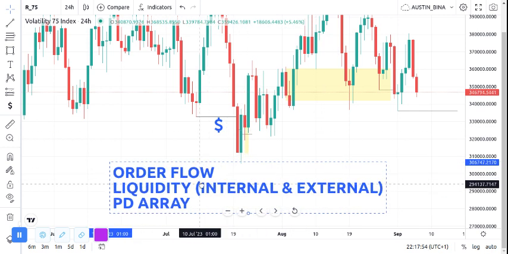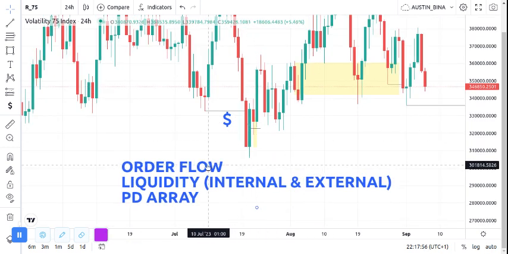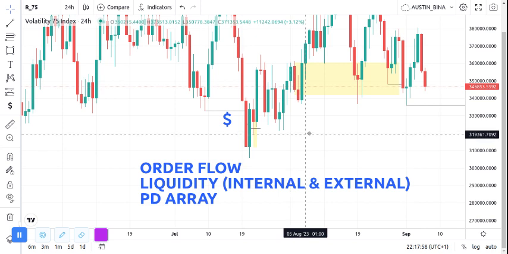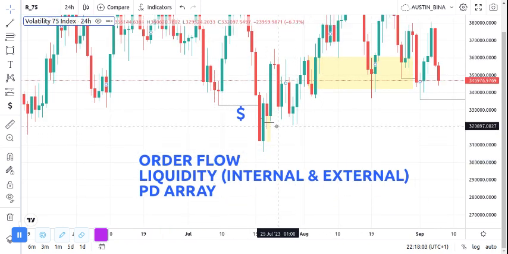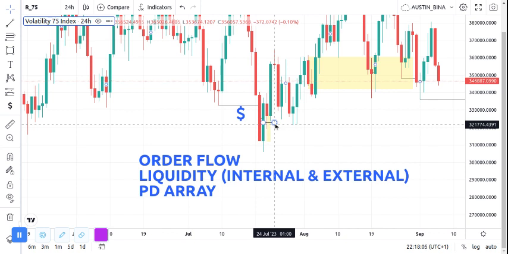So basically, what is order flow? Order flow is just the overall trend of the market, the direction the institutions are heading towards. If it's a bearish trend, that's a bearish institutional order flow. But if it's a bullish trend, that's a bullish institutional order flow.